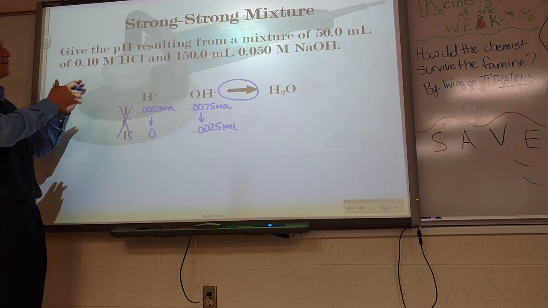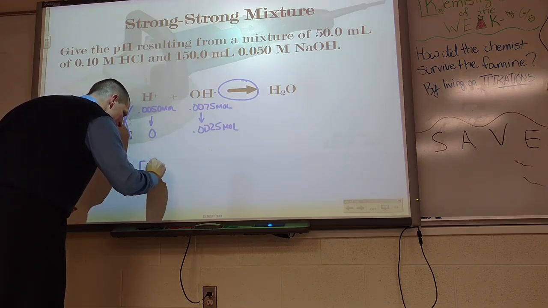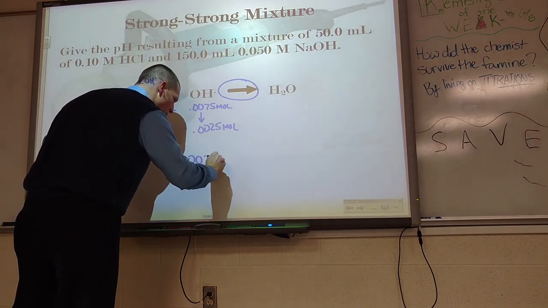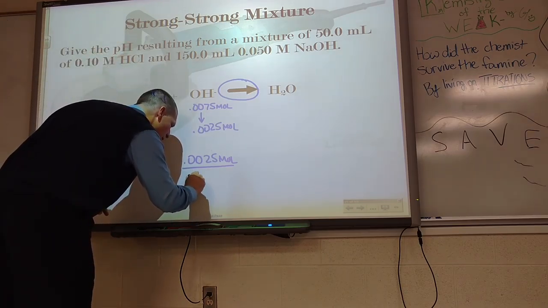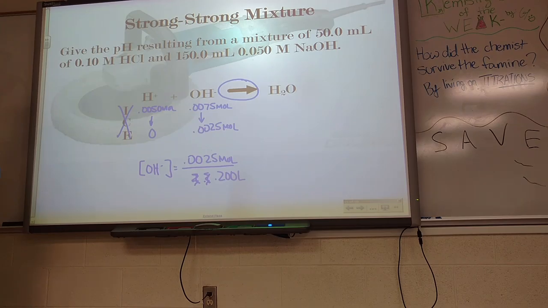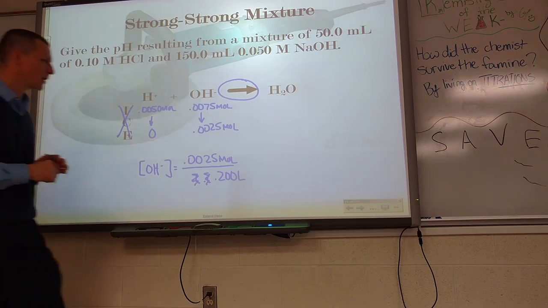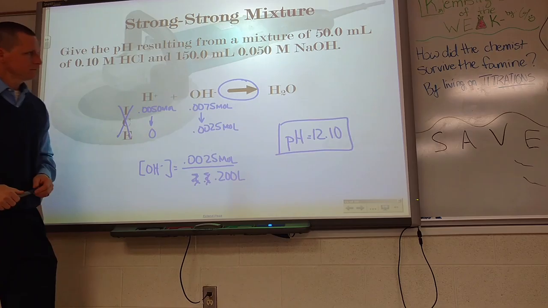So what's the pH? Looks like we have an excess of hydroxide, so the pH is going to be above 7. And let's calculate it. Concentration of hydroxide is 0.0025 moles over the total volume. Make sure that you add the volumes together, we have 50 ml and 150 ml. So it's 0.2 liters. So get the molarity, take the negative log of it, that's the pOH, and then subtract from 14 gives us the pH. Trying to remember from last hour, and I can't. 12.1.